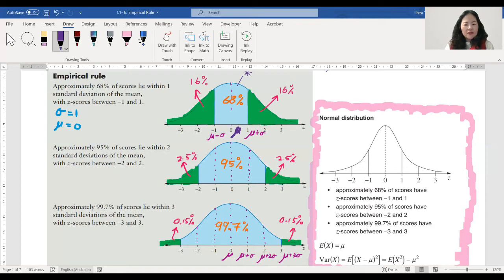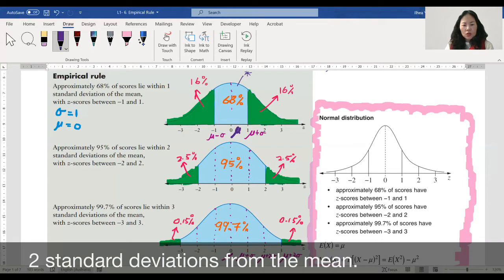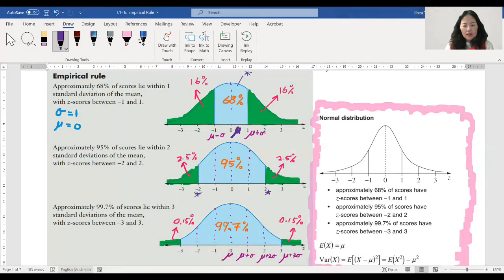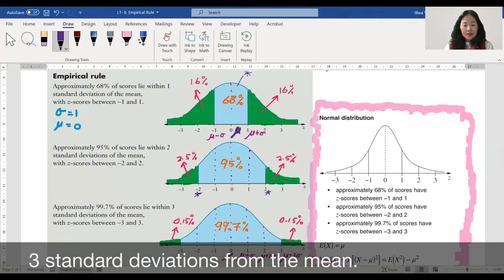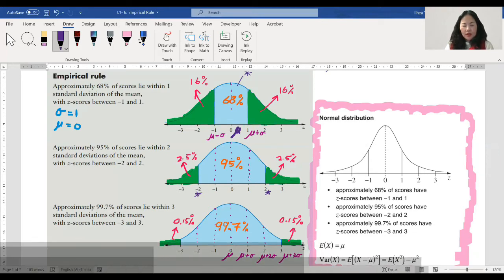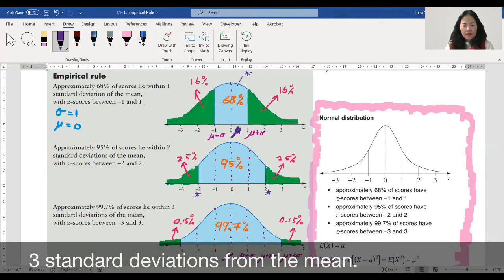And then 95%, okay, so the z-scores between -2 and 2 we're talking about here. It's actually 95% of the bell curve. Well, that sort of makes sense. And then 99.7% of the area is within the z-scores between -3 and 3.